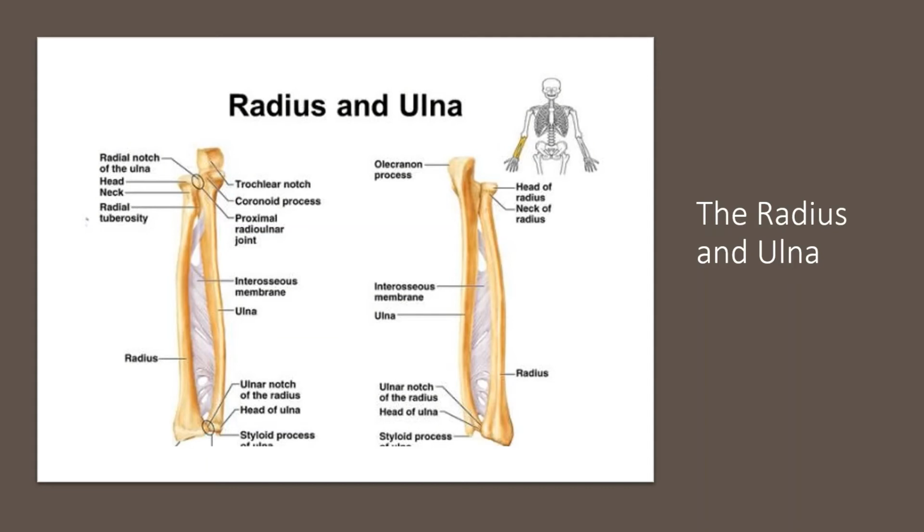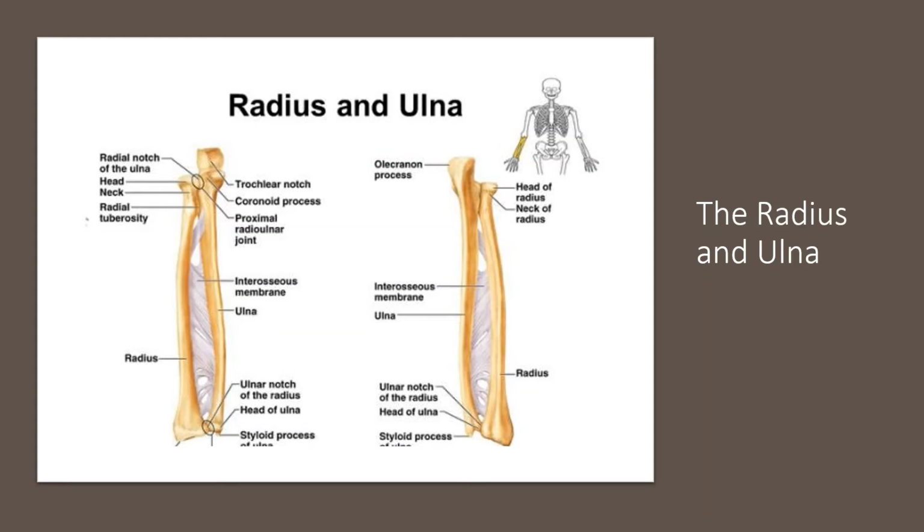I'm not going to go through all these landmarks. You can see it and you can label it yourself. So like the radial notch, you can see the radial notch. You can label that yourself. I'm just going to do the important stuff. So the trochlear notch is really important. That's the aspect of the ulna that sits into the trochlea of the humerus and rides along the trochlea of the humerus.